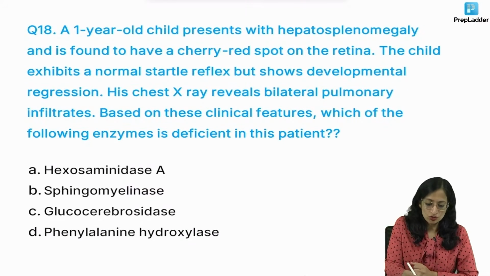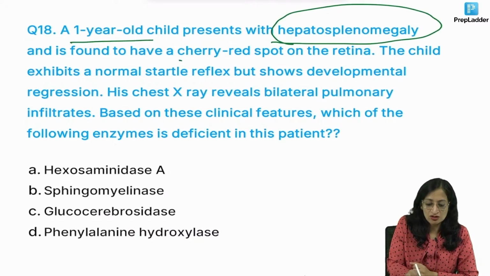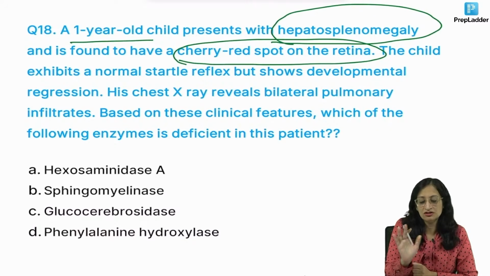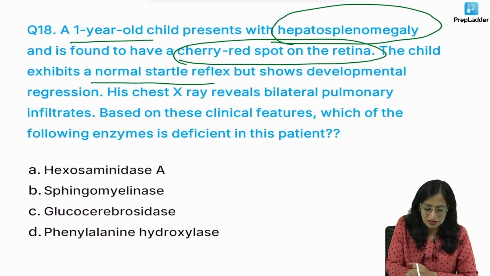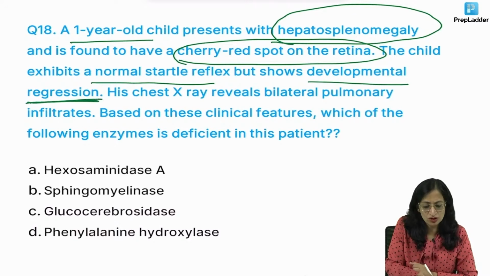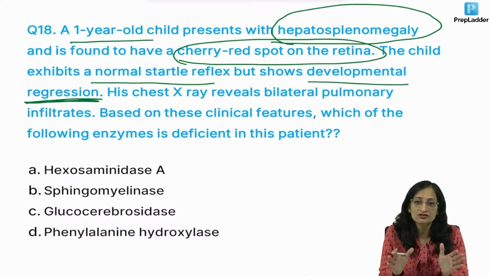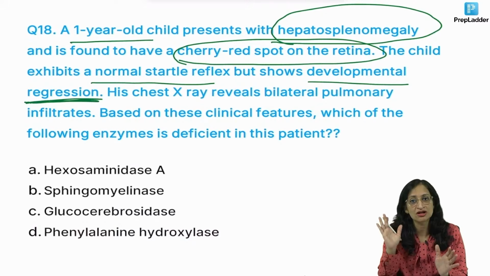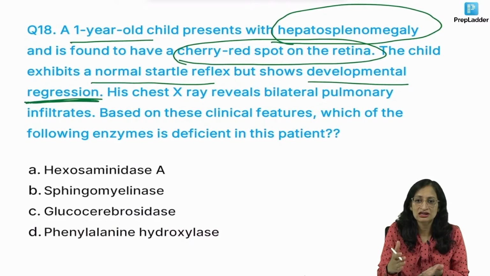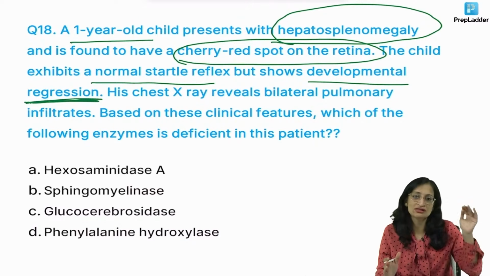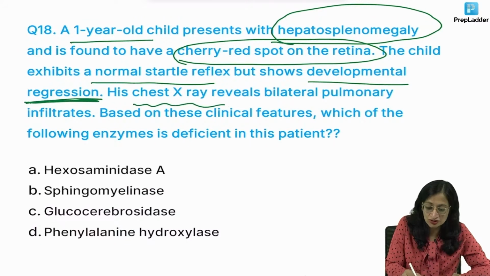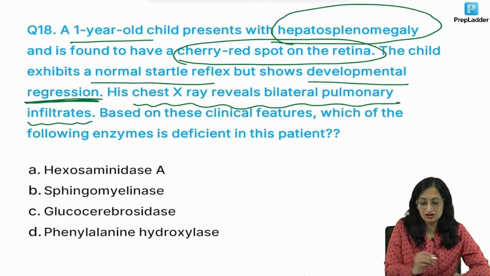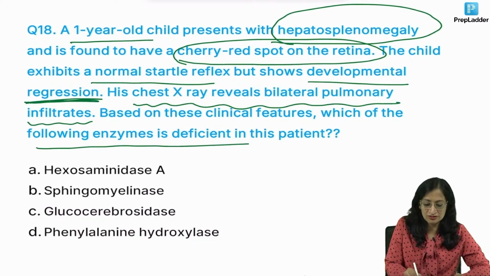Now we have a 1-year-old child here who presents with hepatosplenomegaly and is found to have a cherry red spot on retina. So we are dealing with a storage disorder. Hepatosplenomegaly is there, cherry red spot is there. Exhibits a normal startle reflex but shows developmental regression. What do you mean by developmental regression? Developmental regression means loss of previously attained milestones. Developmental delay means the child is gaining milestones late. But regression means once he has attained the milestones, he lost it. Okay, so that is regression. Chest X-ray reveals bilateral pulmonary infiltrates. Based on these clinical features, which of the following enzymes is deficient?